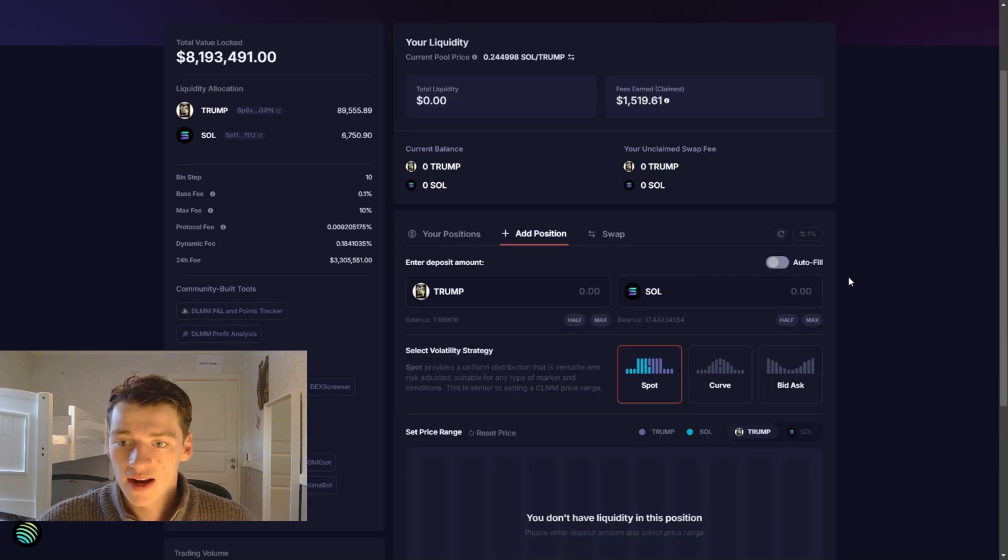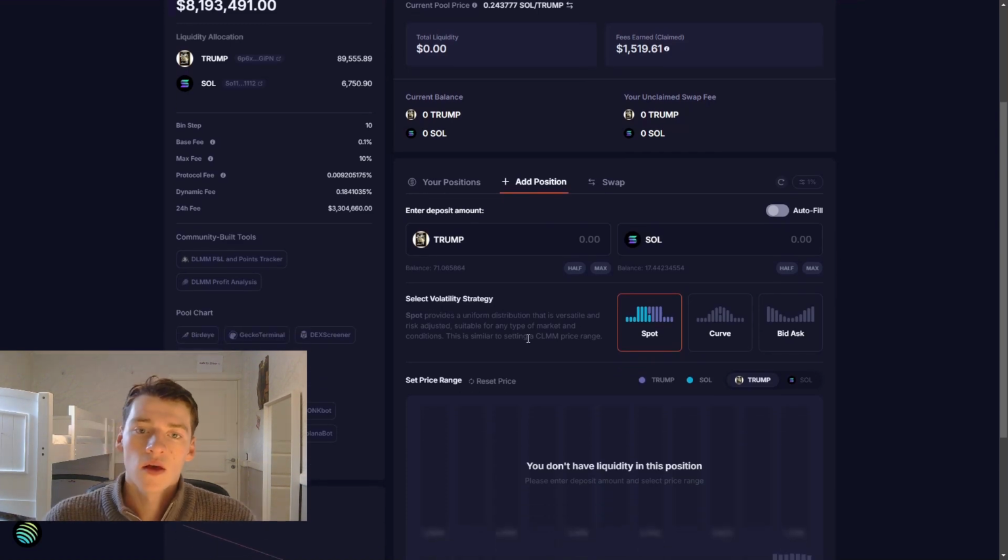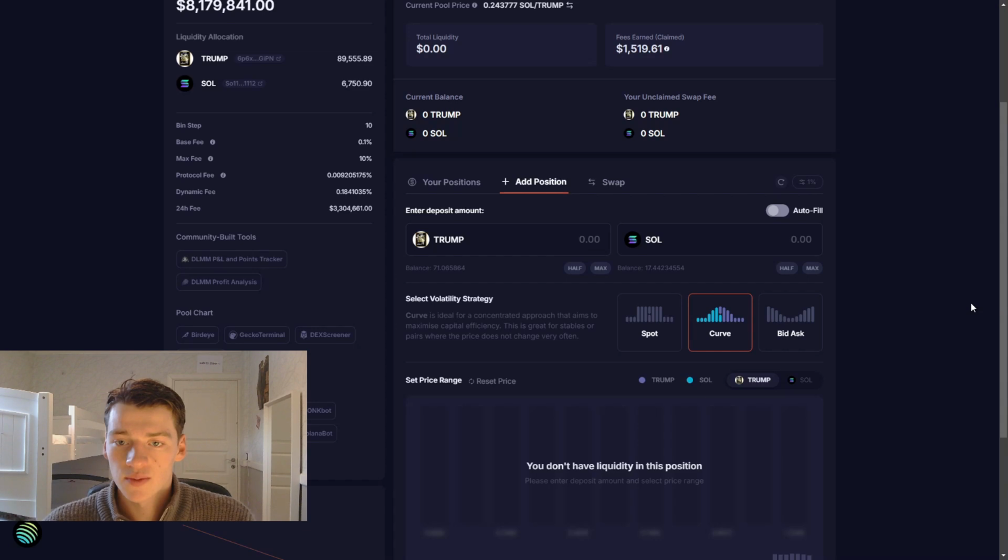So now I'm going to add liquidity. There are 3 different volatility strategies, and Meteora does a great job in explaining each one. Spot provides a uniform distribution that is versatile and risk adjusted, suitable for any type of market and conditions. This is similar to setting a CLM. Curve is ideal for a concentrated approach that aims to maximize capital efficiency. This is great for stables or pairs where the price does not change very often.